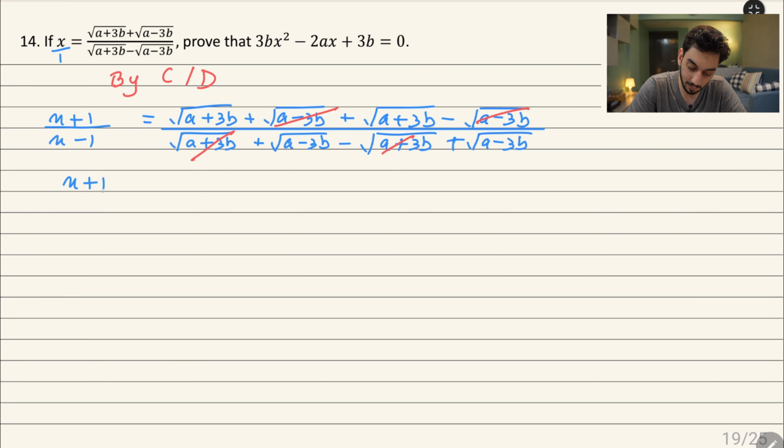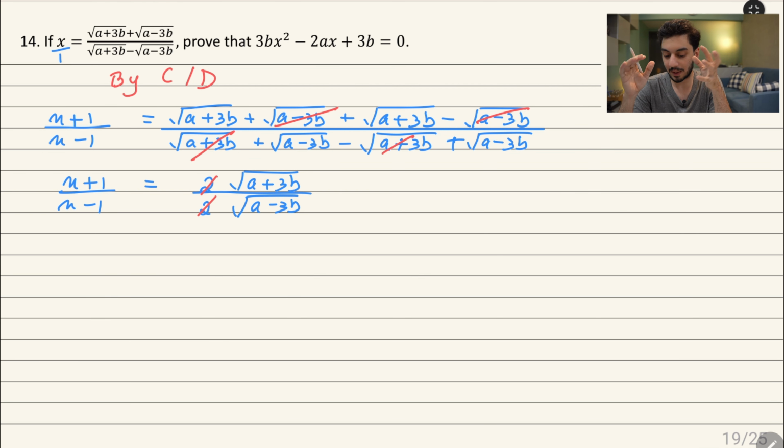So I'm left with x plus 1 upon x minus 1 is equal to root of a plus 3b plus root of a plus 3b is twice root of a plus 3b. In the denominator, root of a minus 3b and root of a minus 3b is actually twice root of a minus 3b. The 2 and the 2 just go away and I'm left with all of these things. Now if I look at my answer, it says I need the square of x, which means obviously I have to square on both the sides. So we'll do squaring both the sides.